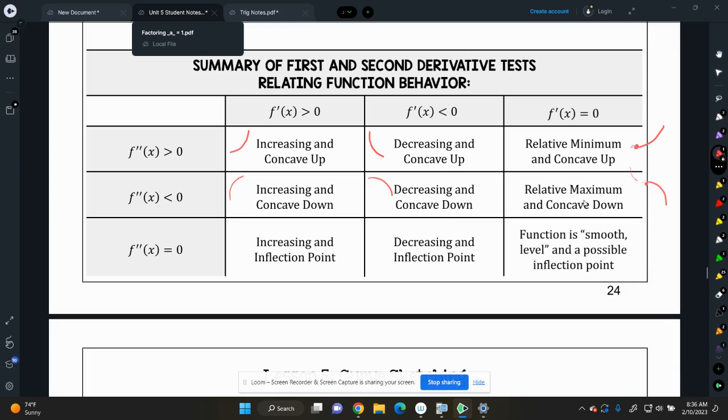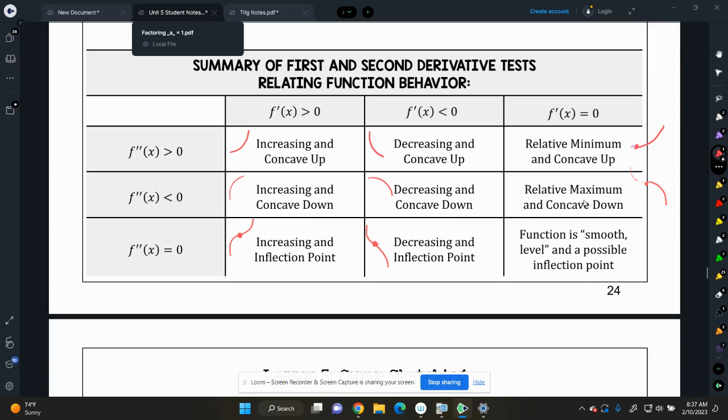Increasing, okay, so if f double prime is 0, that means f is increasing and that's a point of inflection. So it's doing something like this. It's going to continue to be increasing, but it changes concavity. Okay, decreasing and a point of inflection. That's going to be something like this, right? There's your point of inflection.